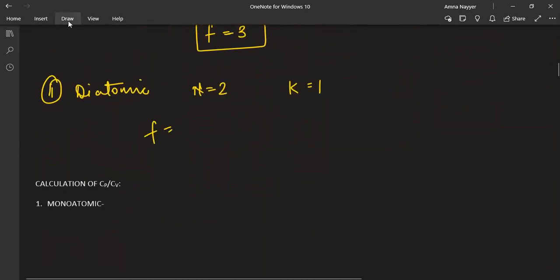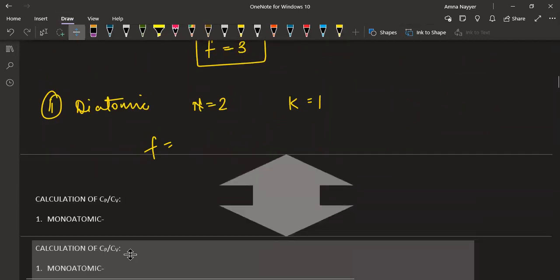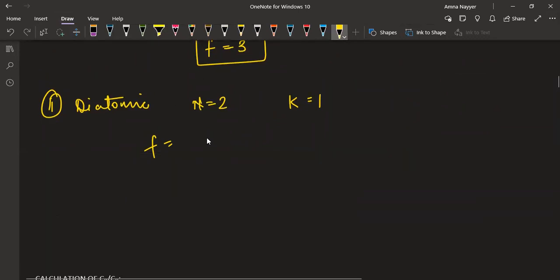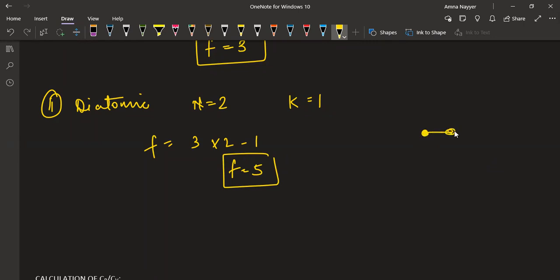So when you put in the value, f becomes 3 into 2 minus 1. So 6 minus 1 is 5. So f is equal to 5. 5 degrees of freedom are permitted. It means one rotational, this is the molecule, it will rotate also, it will translate also in 3 axes, x-axis, y-axis, z-axis, and it will rotate also in both the axes, that will make 5.